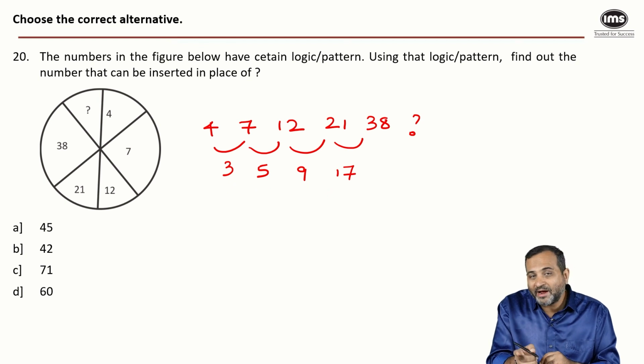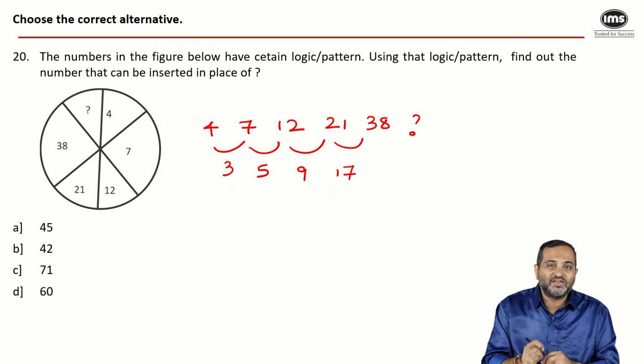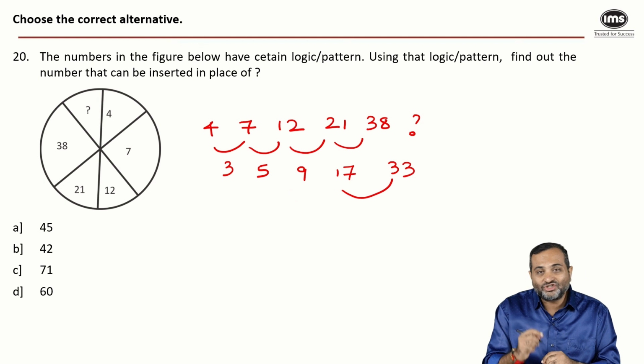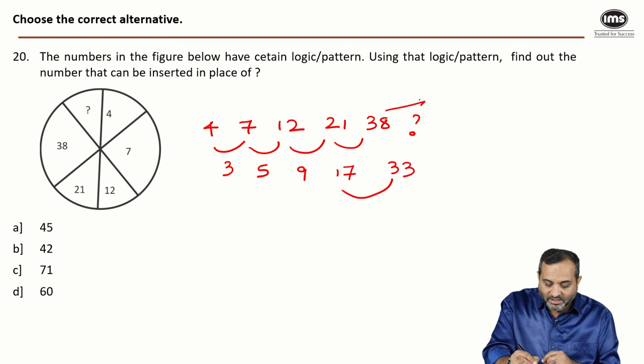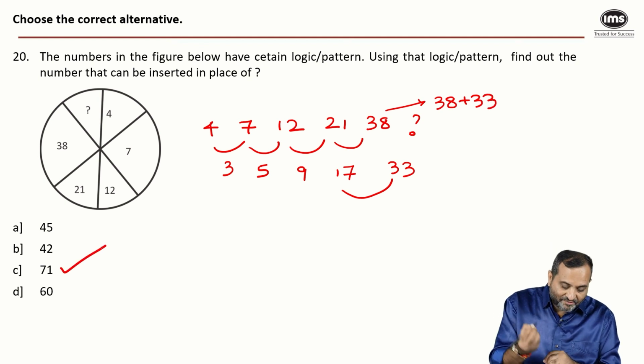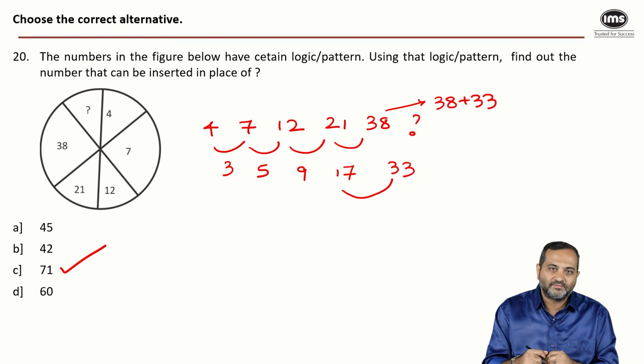9 twos are 18 minus 1, 17. So the next number is increasing by 17. So 17 twos are 34 minus 1, 33. So the next number has to increase by 33. So my answer is 38 plus 33. What is 38 plus 33? Can I say 38 plus 33 is 71 and hence the answer.